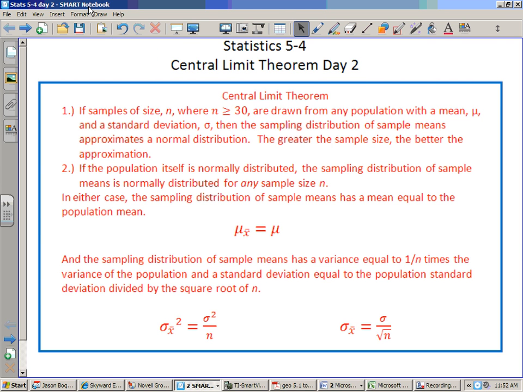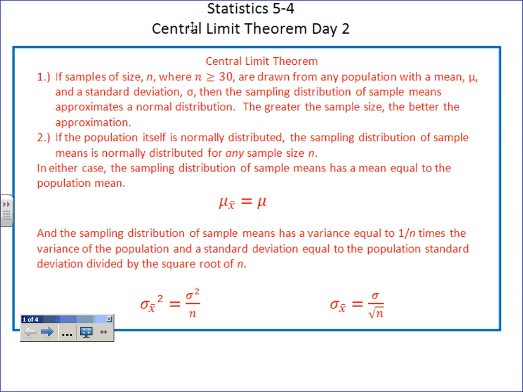Unfortunately, the notes did come off very poorly off the copy machine. But this actually is the central limit theorem.